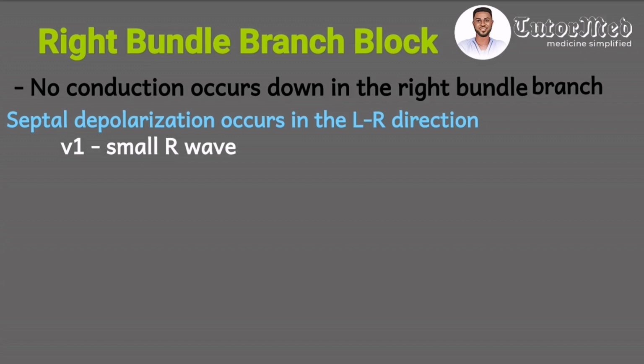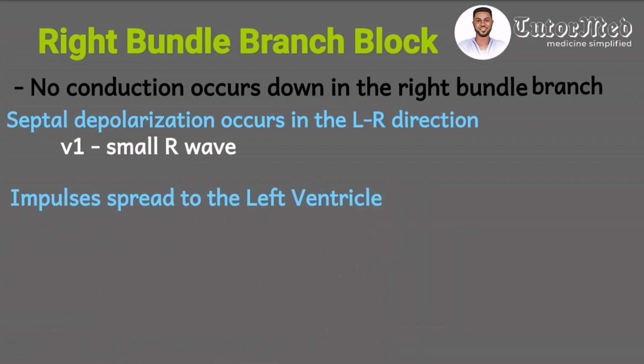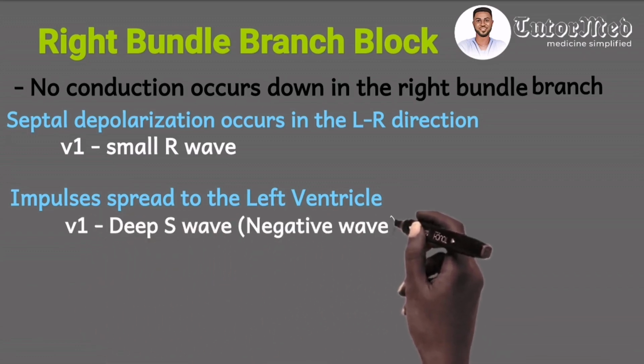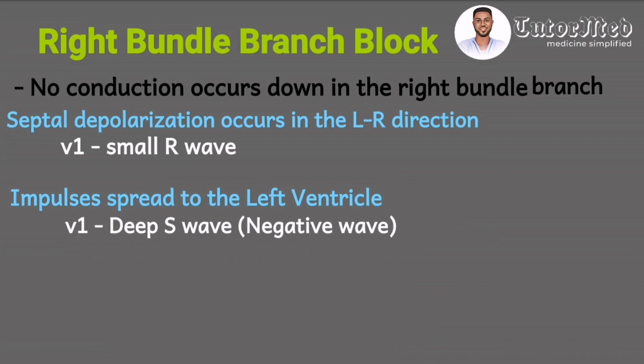But since the right bundle branch is blocked, the impulse will first reach the left ventricle, and lead V1 will see the left ventricular depolarization as a negative wave. Why? Because V1 is a right-sided lead, and the left ventricular depolarization moves towards the left, and so this will be a negative S wave.